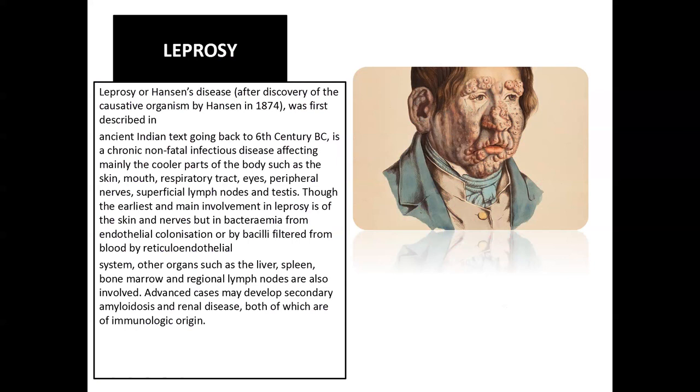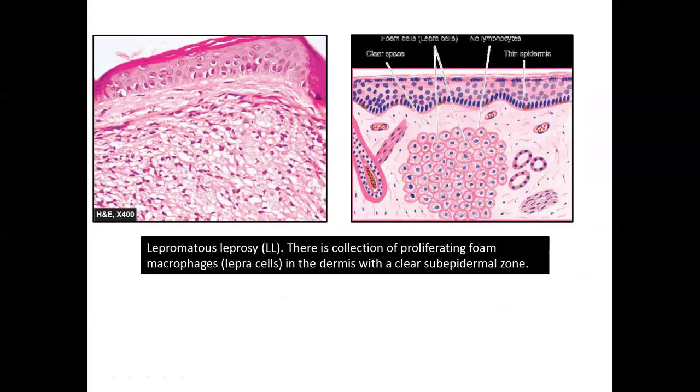you must remember that other organs such as liver, spleen, bone marrow, and lymph nodes are also involved. Advanced cases may develop secondary amyloidosis and renal disease, both of which are of immunologic origin. That is why this patient may die due to renal insufficiency, for example. So you must remember how the granuloma in case of leprosy looks. There is a collection of proliferative foam macrophages, so-called lepra cells, in the dermis, which are separated from the clear sub-epidermal zone. So here, look, the clear area, thin epidermis, and here you see the foam lepra cells.